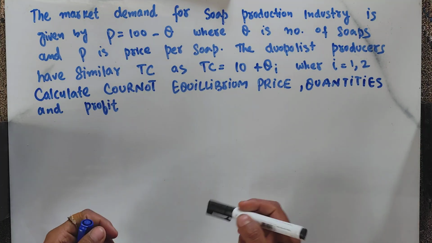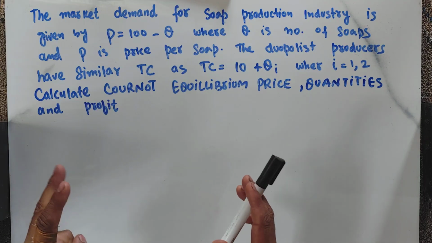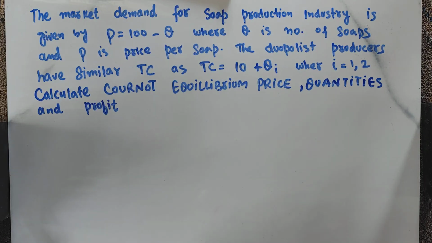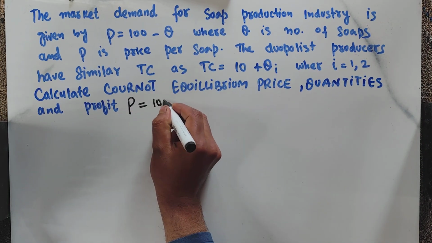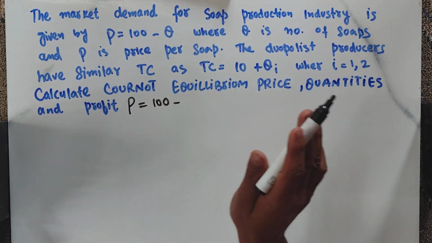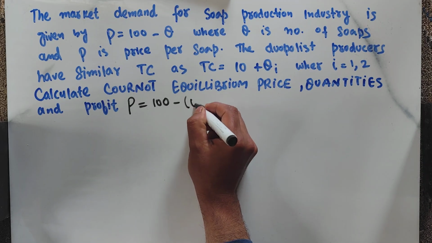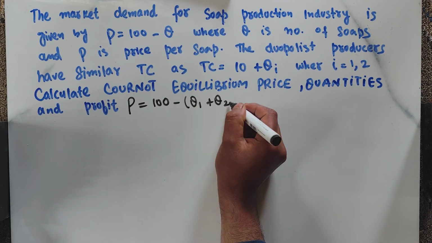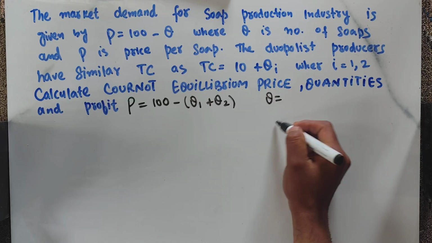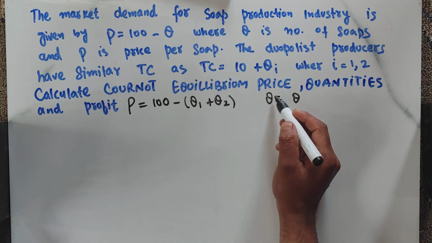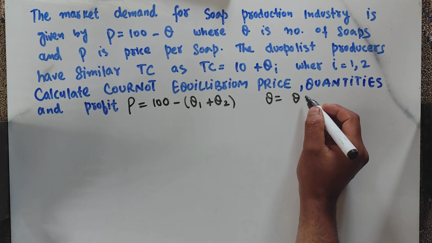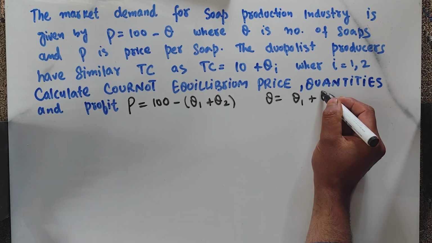Since we have the Cournot duopoly model, we have two firms that are competing in terms of quantities with each other. So let's write the demand function. P is equal to 100 minus Q, since Q denotes the total market demand, so it will be equal to Q1 plus Q2. That is, our Q is the total market output, which will be equal to the output of firm 1 plus the output of firm 2.